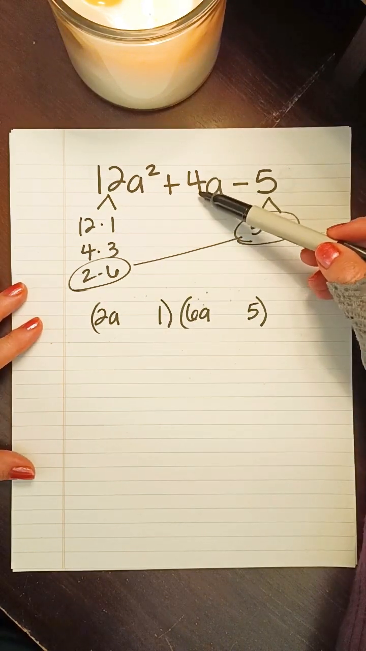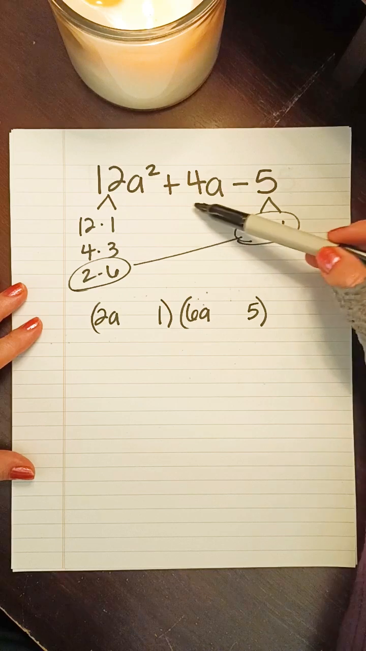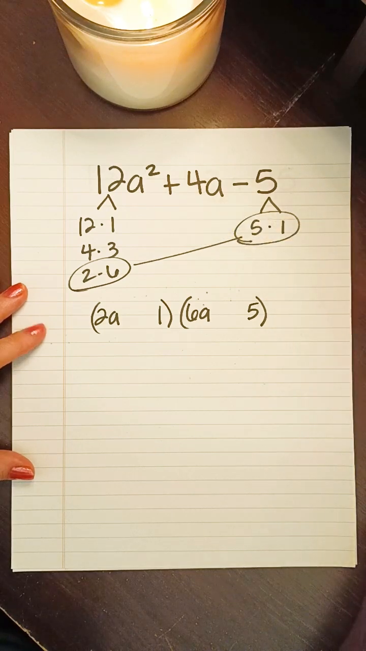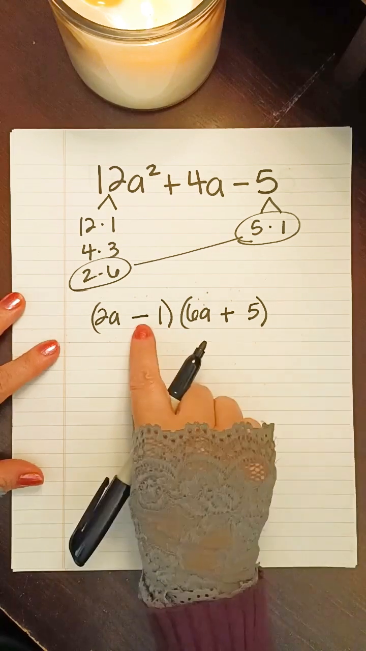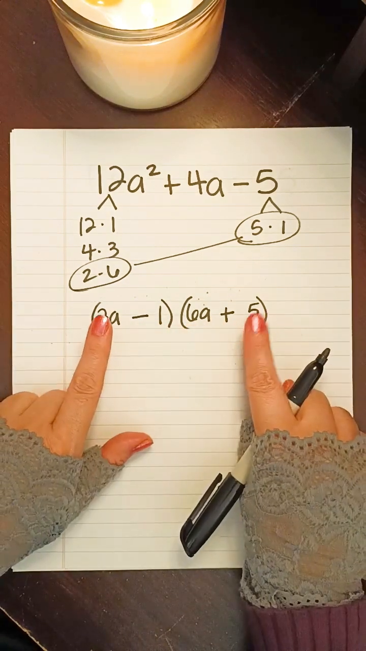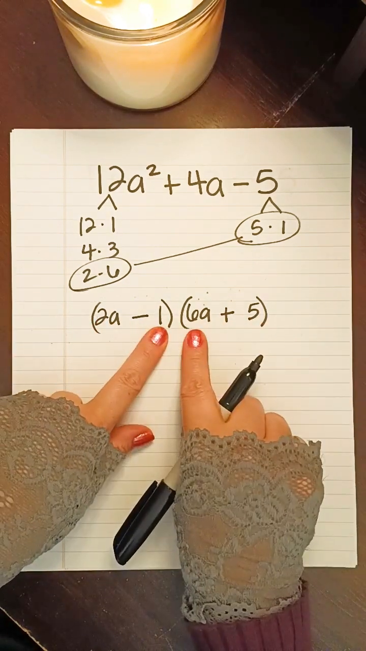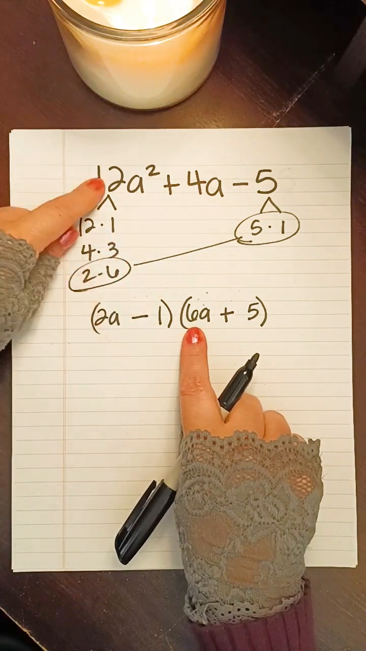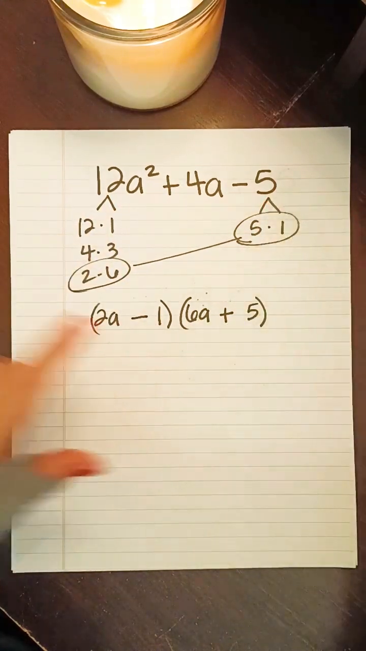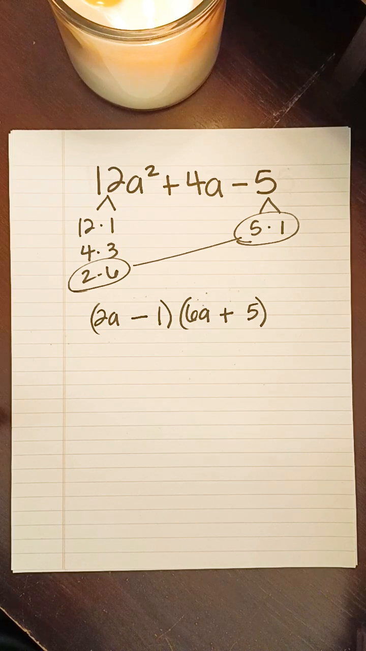Well, I need to add to get a 4a, a positive 4. So I want my bigger product to be the plus and my smaller product to be the minus, because that gets me plus 10a minus 6a's are 4a's. And 2a times 6a is 12a squared, negative 1 times 5 is negative 5. So everything's done correctly. And you can FOIL it all out to check.